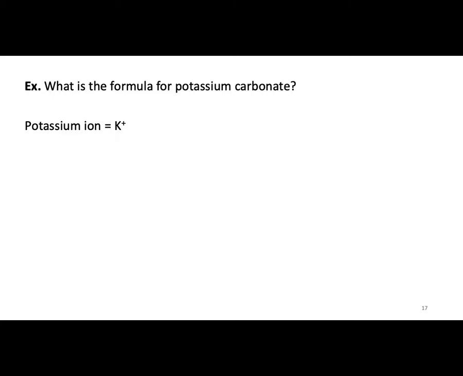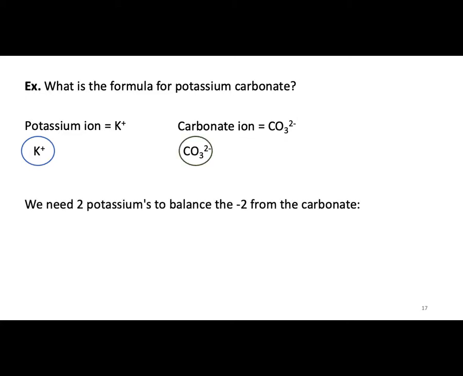So what's the formula for potassium carbonate? The potassium ion is K+, the carbonate ion is CO3 2-. Think about balancing out the charges, and you'll see we need 2 potassiums to balance the 2- from the carbonate. There's our second potassium. Now our charges balance. So our formula is K2CO3.